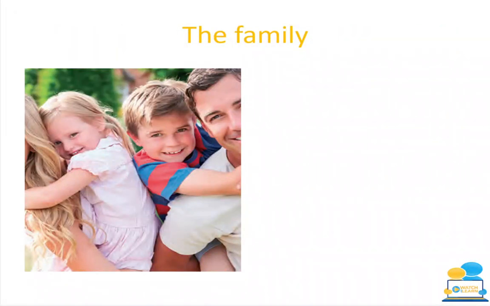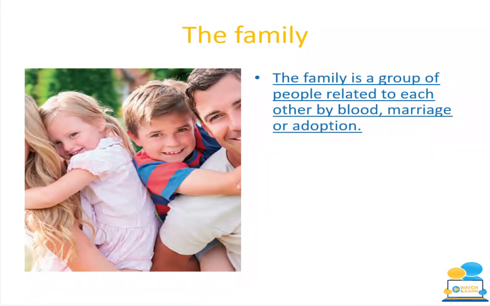Okay, so the family, you need to be able to define it. So the family is a group of people related to each other by blood, marriage or adoption. You must say related by blood, marriage or adoption. If you leave out either blood or marriage or adoption, you will not get full marks. The marking scheme is very specific.